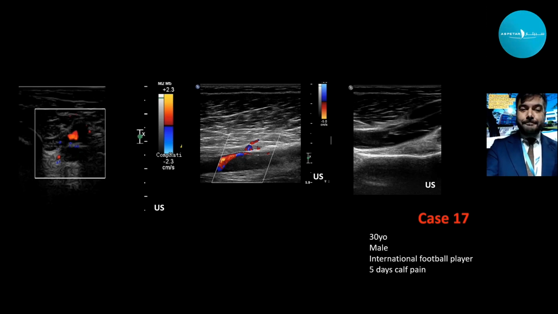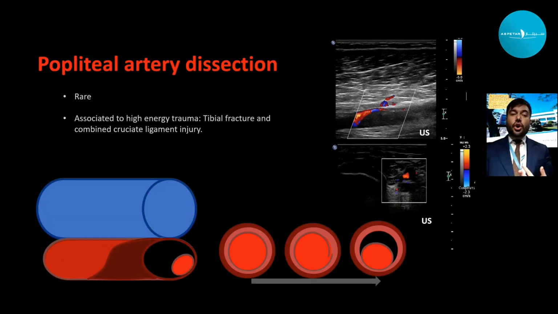However, in the artery, I see some kind of membranes inside the artery and say, what's this? I put the Doppler and there is no flow. There is only this flow here that tapers. And in the transverse view, we see the diameter of the artery and only flow inside. This is a case of popliteal artery dissection, which is very rare.